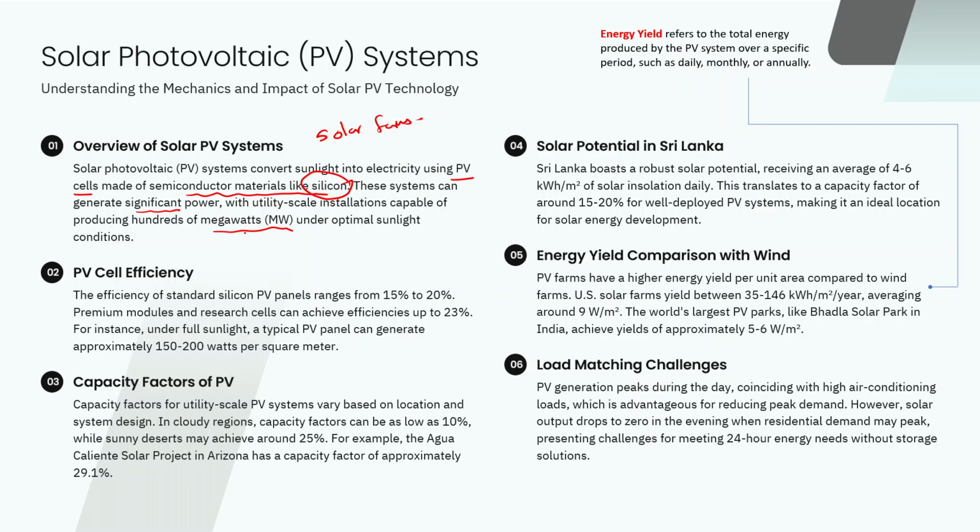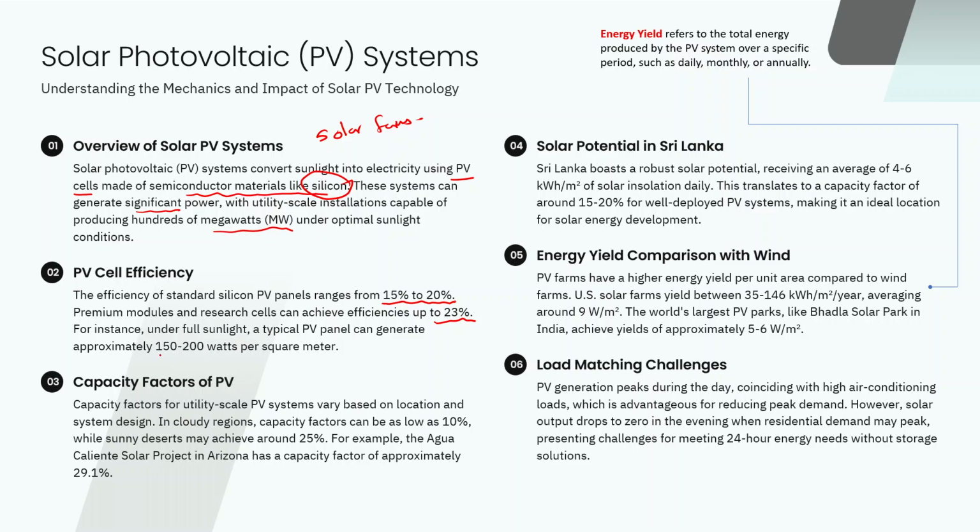But one issue with the PV cell is its low efficiency. You can see that for PV panels, the efficiencies can range from 15 to 20%, right? And the PV cells which are under research can achieve efficiencies up to 23%. So there is ongoing research on improving the efficiencies of the PV cells and the PV panels, right? But yet they are at the lower end, 15 to 20% at the commercial level. Okay.